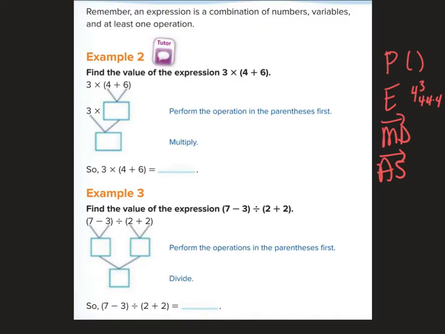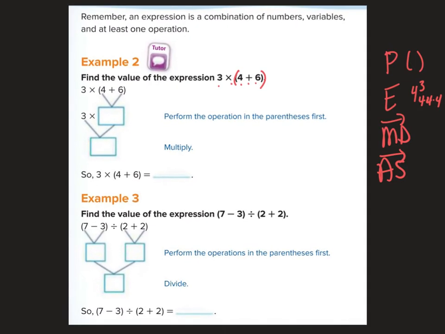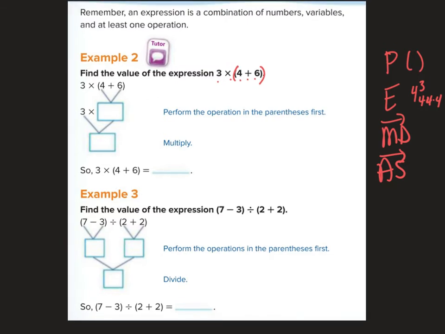Example 2 here says, find the value of the expression 3 times, parentheses, 4 plus 6, parentheses. Up top it says, remember an expression is a combination of numbers, variables, and at least one operation with no equal sign. Okay, that's called an expression. So here, no equal sign, we have an expression.